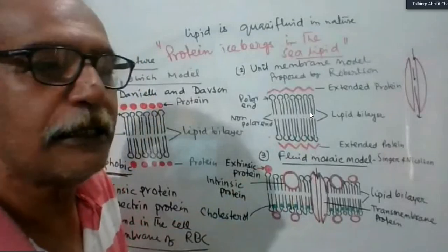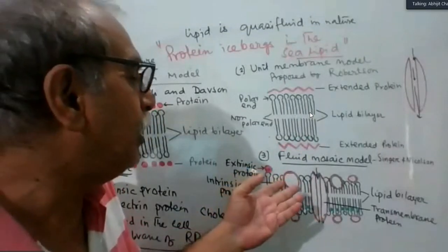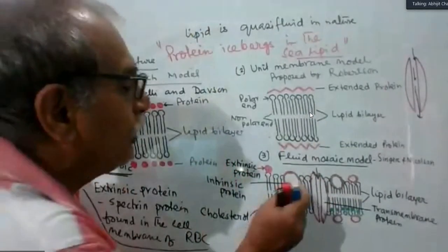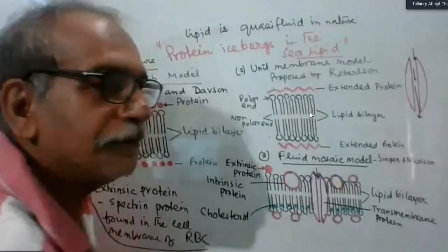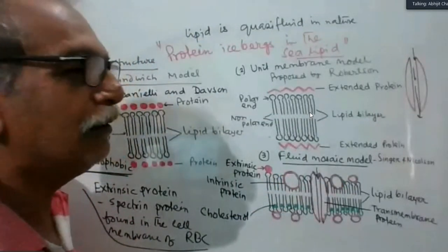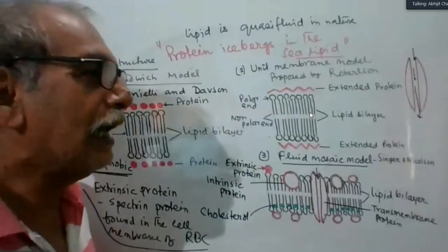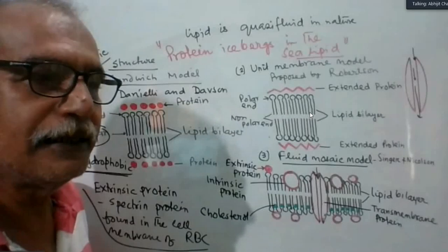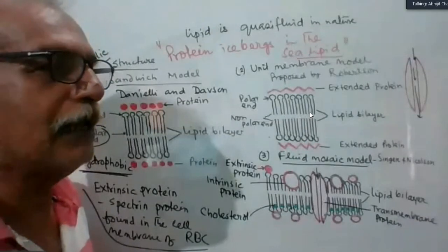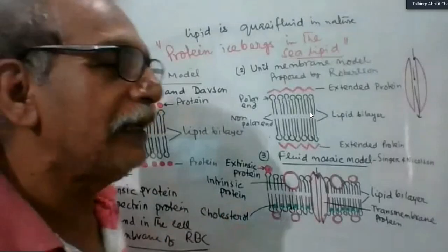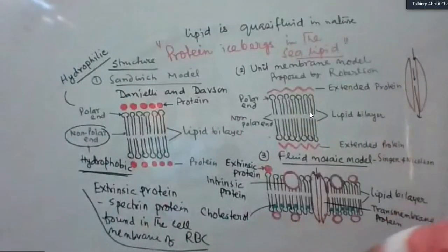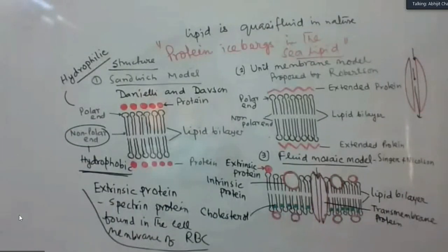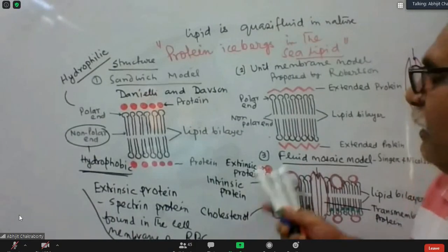As lipid is quasi-fluid, the protein molecules can show lateral movements. That means protein molecules embedded within this lipid bilayer can move laterally. Are you getting me? How can these proteins move laterally? As this lipid is a quasi-fluid layer, the proteins can move laterally within this lipid bilayer.